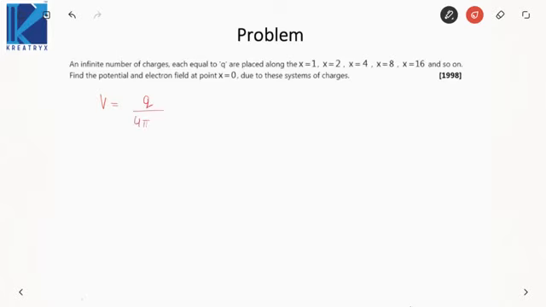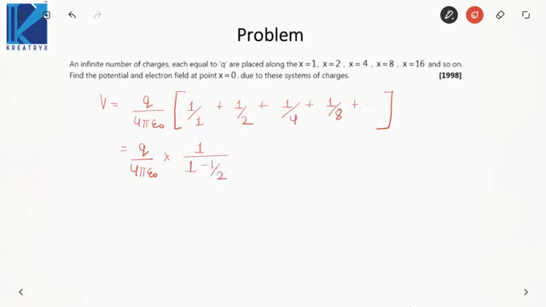So q by 4 pi epsilon naught r. For the first charge the r is 1, for the second one 2, for the third one 4, for the fourth one 8, and like this. So this is basically a GP with common ratio half, and it is an infinite GP. So first term divided by 1 minus r. Sum of the infinite GP is a upon 1 minus r, where r is the common ratio. So it will come out to be 2. So it will be q by 2 pi epsilon naught.